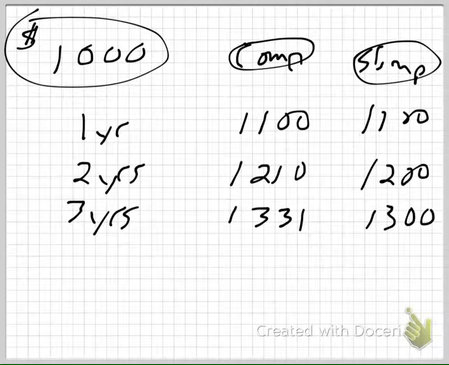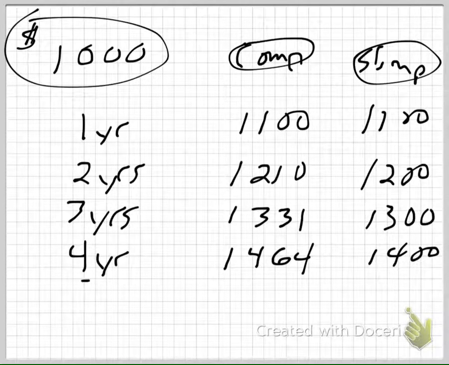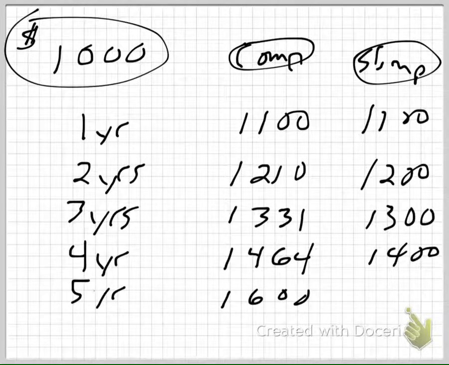Make sense? The fourth year, I'm making an extra $133. So what's 1,331 plus that? 1,464, and this would be 1,400. The fifth year, I'm making an extra $146. So then that would be 1,600, and there's 1,500.